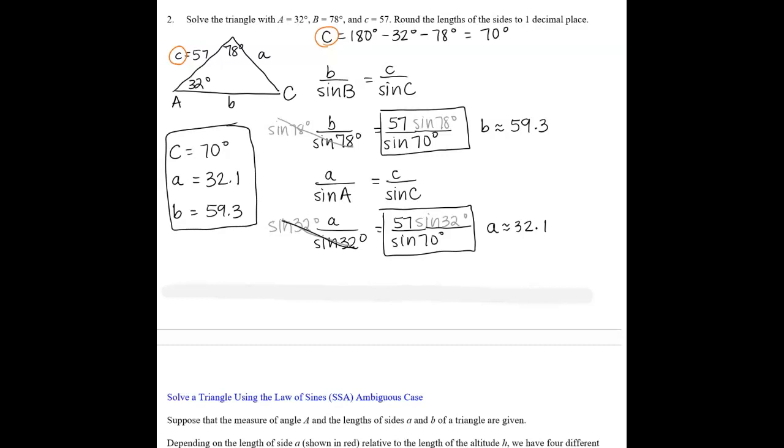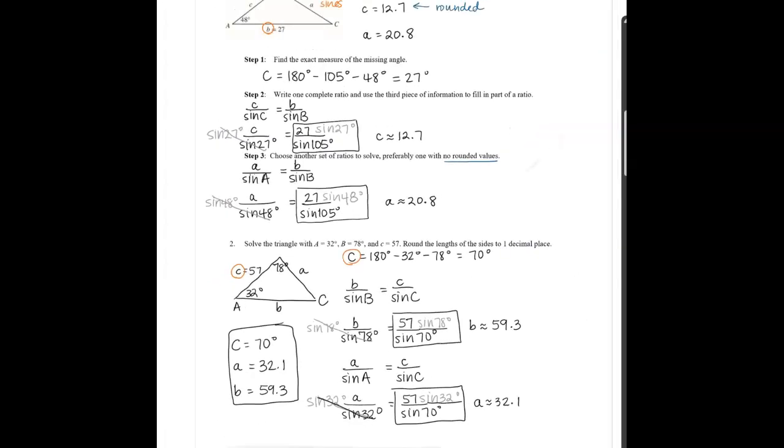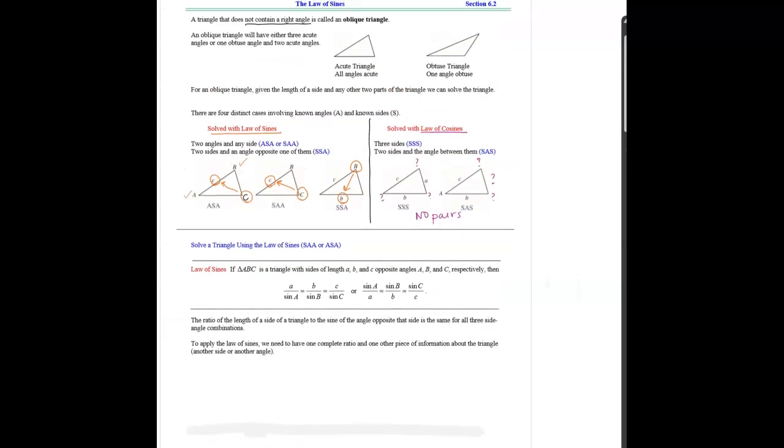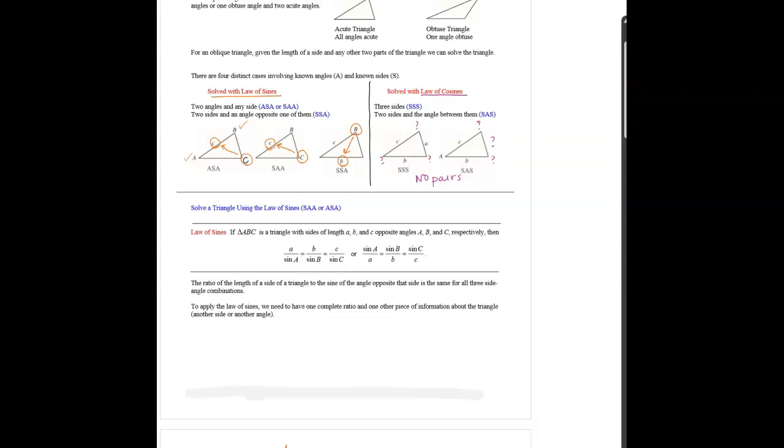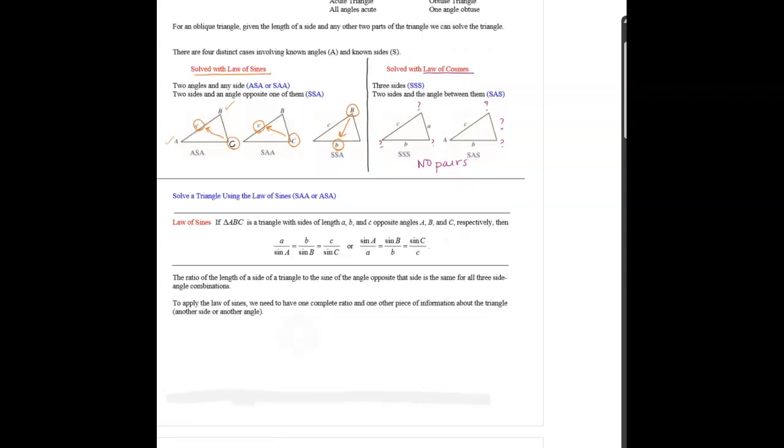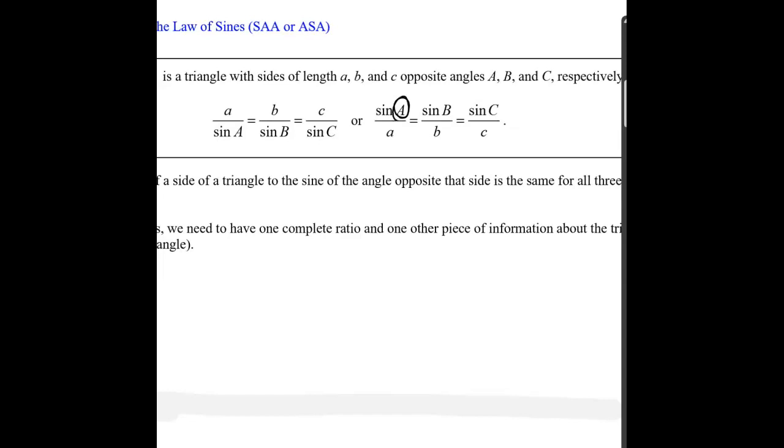So the thing that examples 1 and 2 had in common is that it was very easy for us to find the missing angle. There was only one missing angle, and it was very easy to find because we already knew the other two angles in the triangle. Once we had that, we had a pair, and we were able to use law of sines to solve for the missing sides.